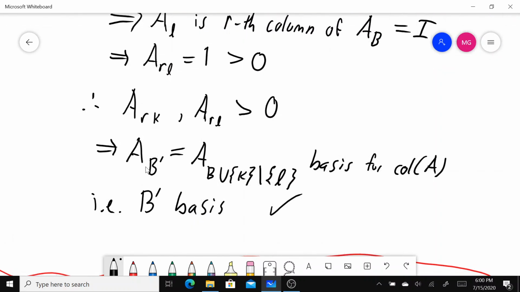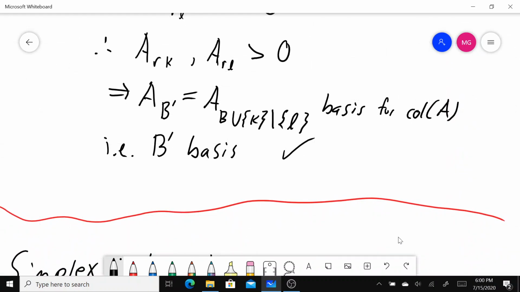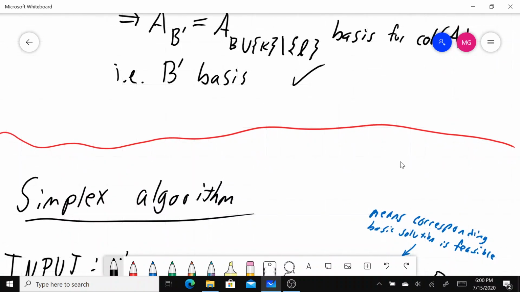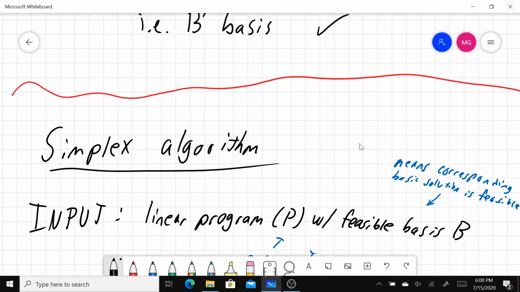So that's the conclusion here. The columns of AB prime really do form a basis for the column space of A. So that addresses those last two facts. Here's just the algorithm itself. I'm going to show the algorithm itself, but we're not quite done there. There's analysis of the algorithm as well, which I'll say something brief about.